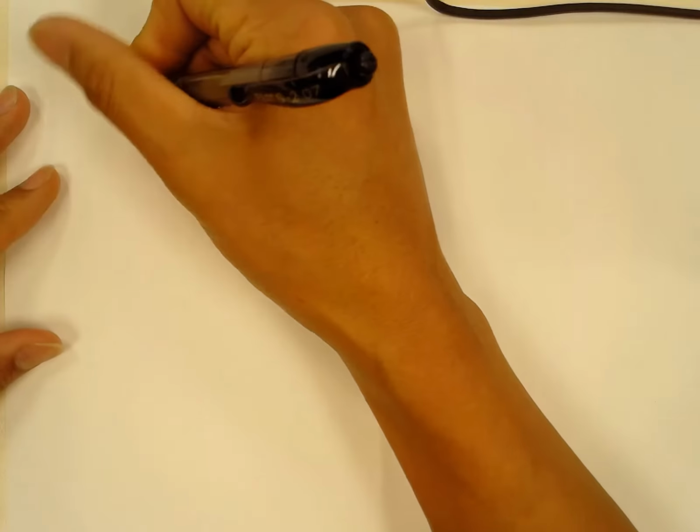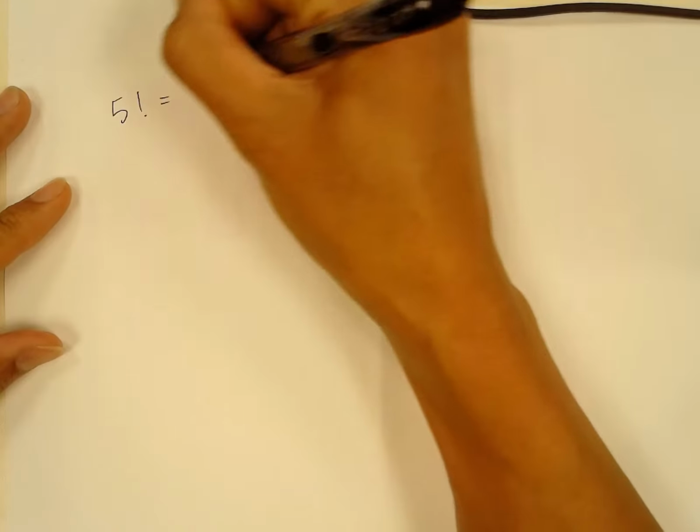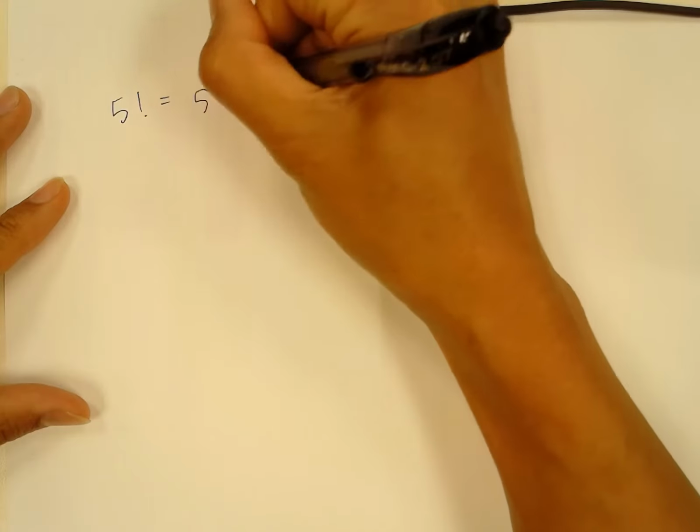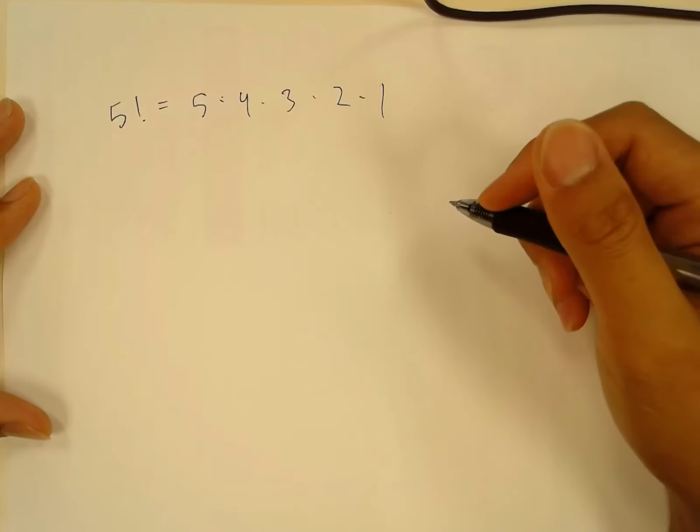So we have the factorial problem, and as we all know from algebra, factorial, like let's say 5 factorial, is equal to 5 times 4 times 3 times 2 times 1. And that's exactly what we need to get our program to do in a loop.